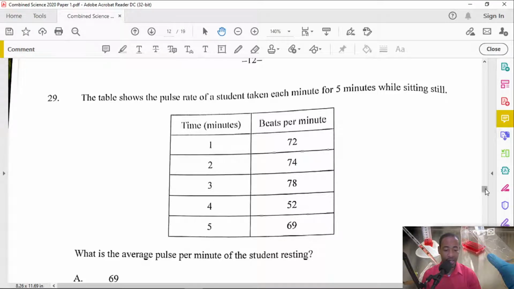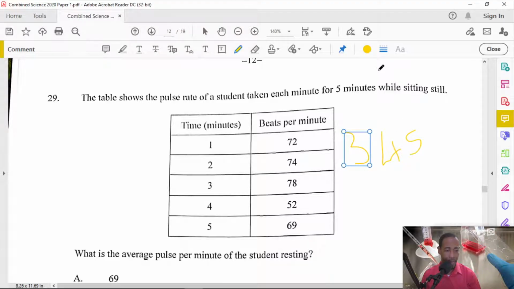student resting? And so to get our average, you get the total. So you can add up all the numbers here. So 72, 74, 78, 52, and 69. And that will give us 345. All right, so 345.